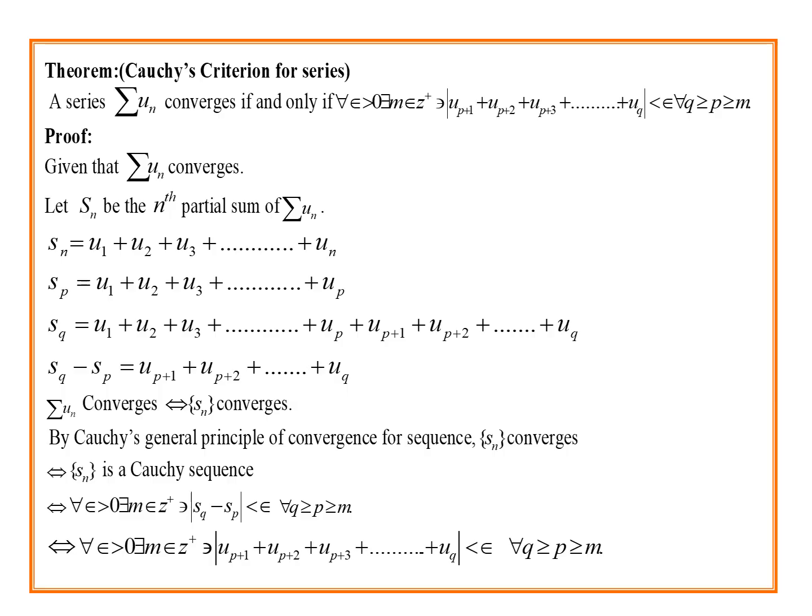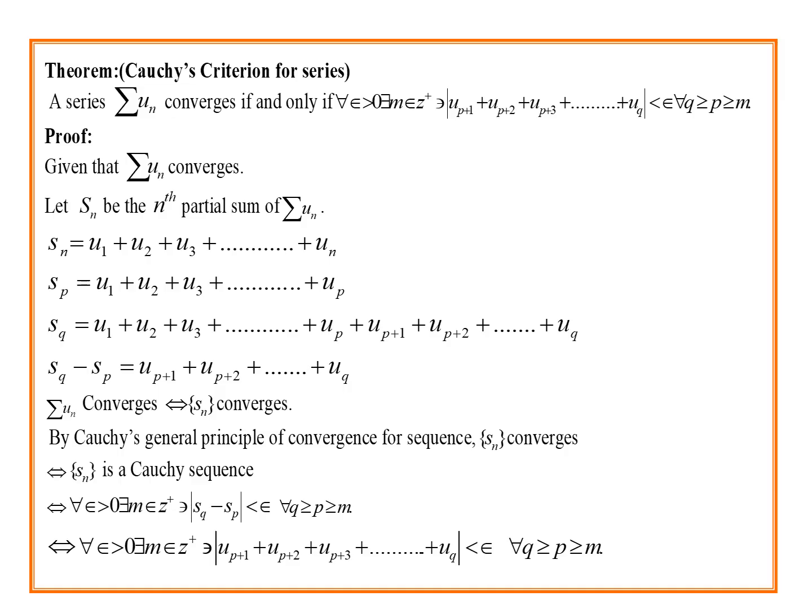Cauchy's criterion for series. Statement. A series sigma un converges if and only if for all epsilon greater than 0 there exists m belonging to Z plus such that mod of u of p plus 1 plus u of p plus 2 plus u of p plus 3 plus so on plus u of q is less than epsilon for all q greater than or equal to p greater than or equal to m.